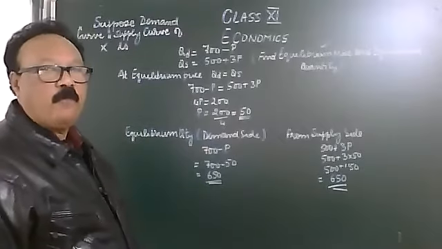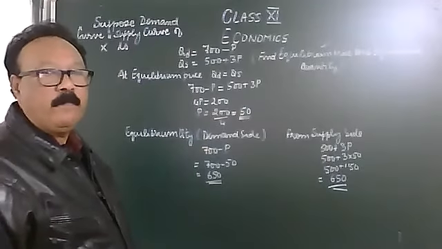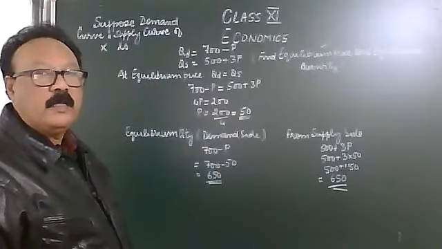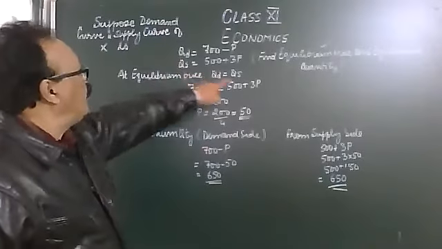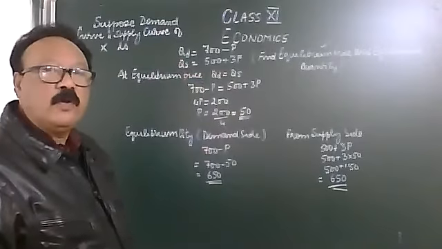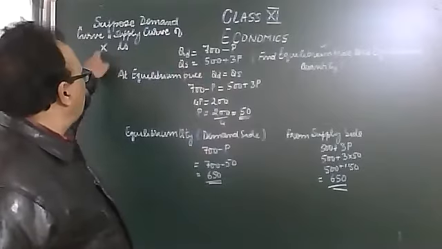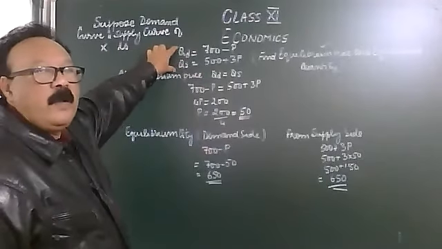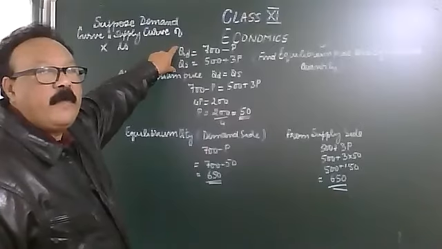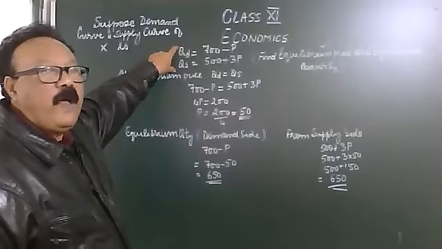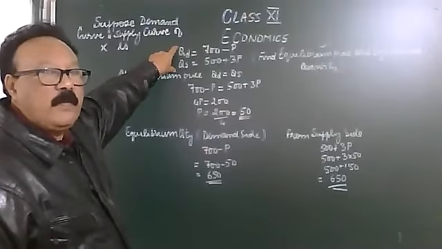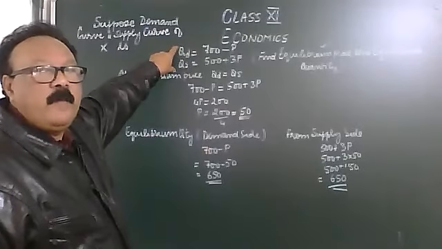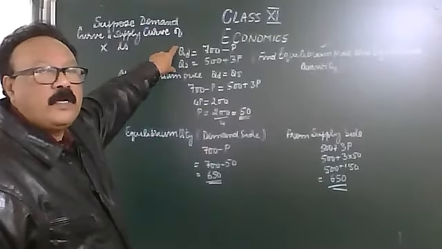A quick revision of what I have done. When is there an equilibrium? When quantity demanded is equal to quantity supplied, QD is equal to QS, that is demand is equal to supply. The quantity demanded in the question is given as 700 minus P and QS is equal to 500 plus 3P. We are told to find the equilibrium price and the equilibrium quantity.